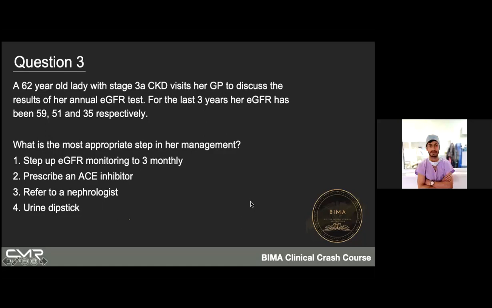We have a question in the chat, and there's also a question here as well. So a 62-year-old lady with stage 3A CKD visits her GP to discuss the results of an annual eGFR test. For the last 3 years, her eGFR has been 59, 51, and 35 respectively. What do you think is the most appropriate step in her management plan?